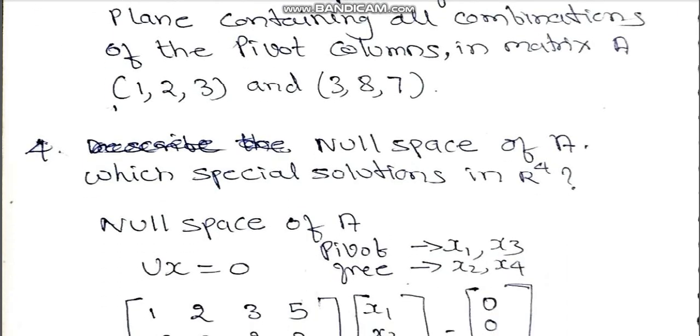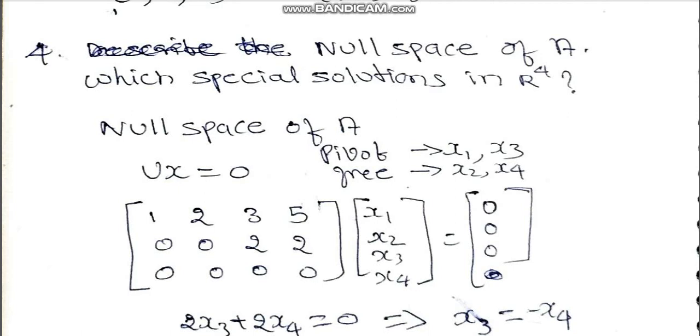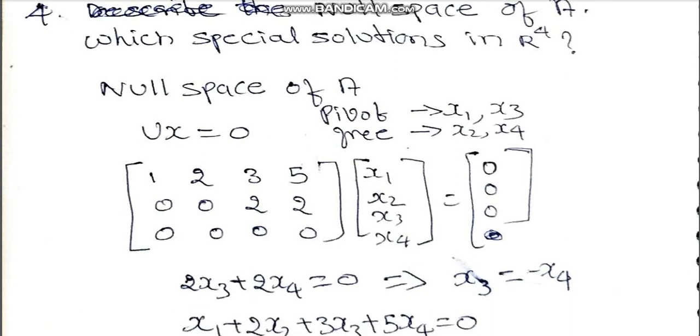And for the null space, you have to solve Ax equals 0. That means solving Ux equals 0, or you can even go for Rx equals 0. So here Ux equals 0 has been solved. This is your U. You can see the first pivot element 1, and the second pivot element 2.